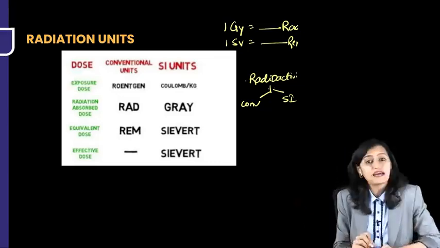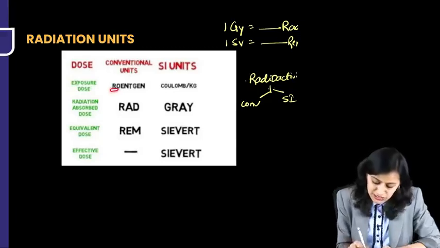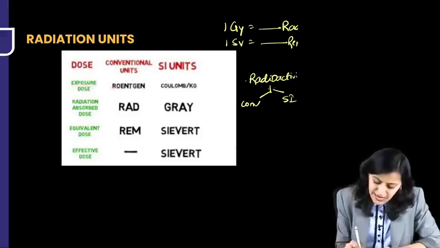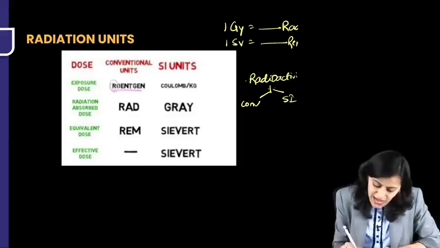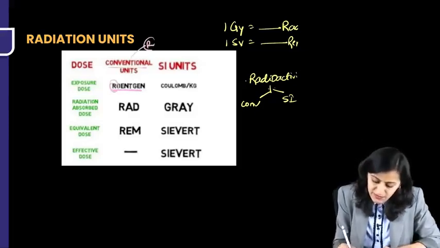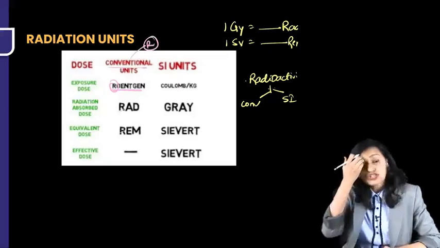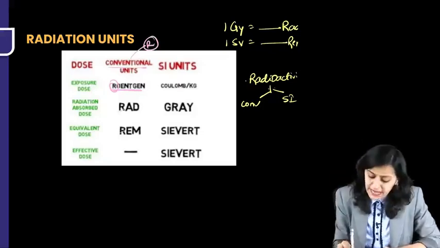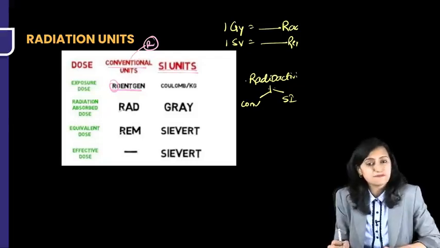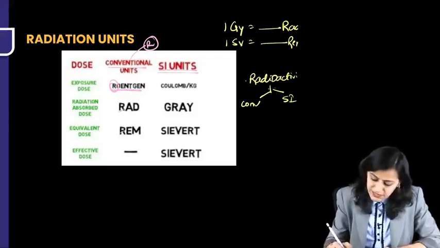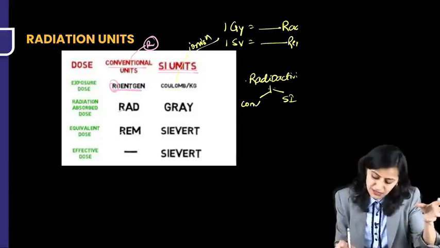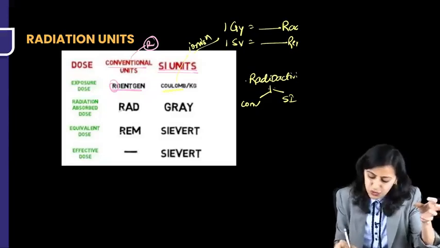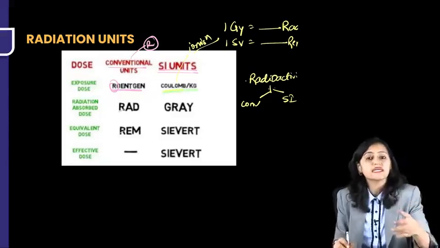So the exposure conventional unit is Röntgen. Remember, first is exposure and the first person who discovered X-rays is Röntgen. So all the conventional units, remember they start with R: Röntgen, rad, rem. The SI unit for exposure is basically like ionization, creating a positive and a negative charge, and for charge the SI unit is coulomb. So remember that it is coulomb per kg, which is the SI unit.